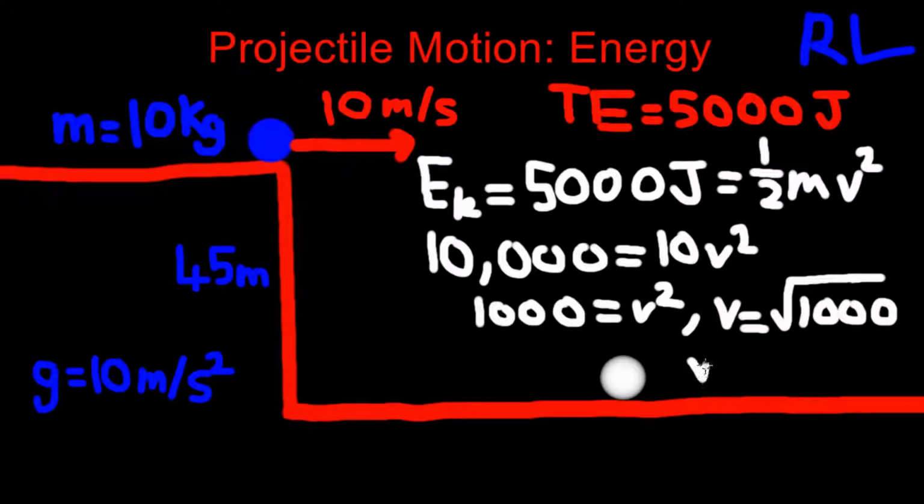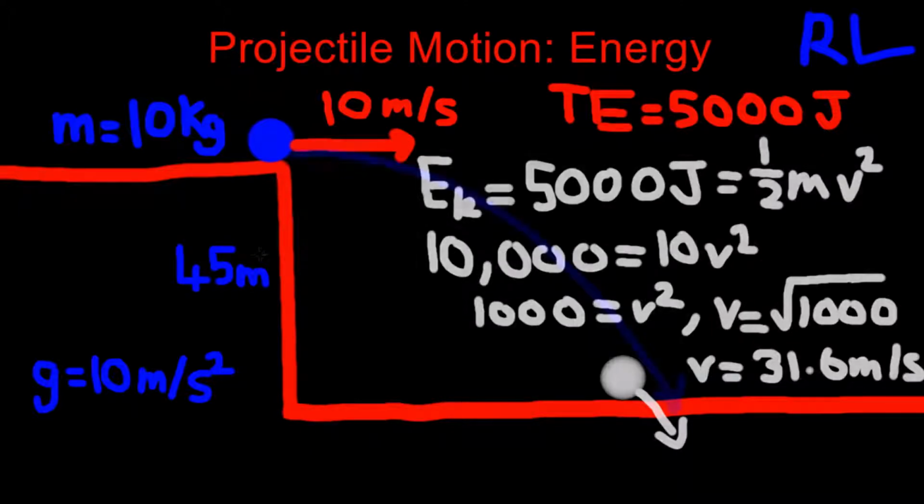At this point, you can retreat to your calculator and find out that the square root of 1,000 is approximately equal to 31.6 meters per second. And so the speed of this ball when it hits the ground is going to be 31.6 meters per second, and it's going to be in some kind of diagonally downwards direction. Problem for us now, potentially, is that we don't know how fast it's moving downwards, how fast it's moving across. However, we can solve this pretty simply.